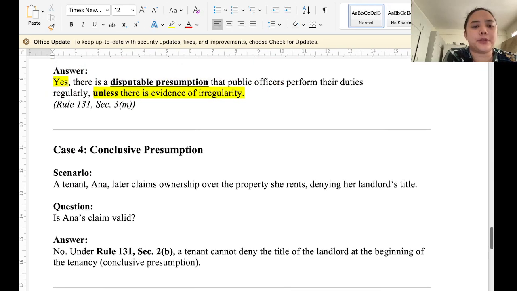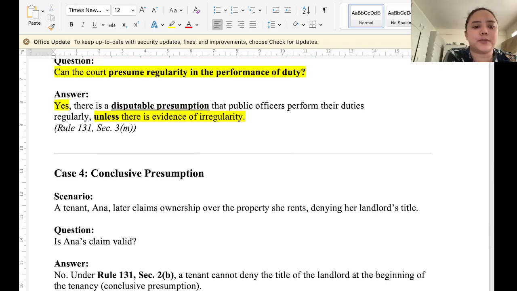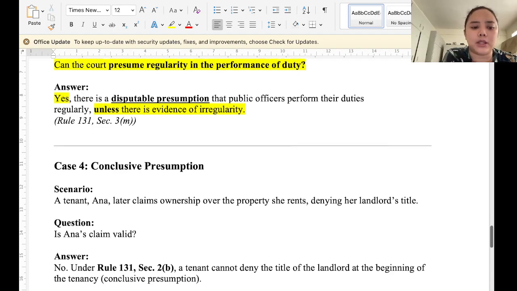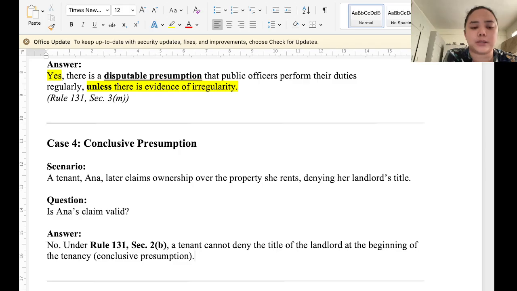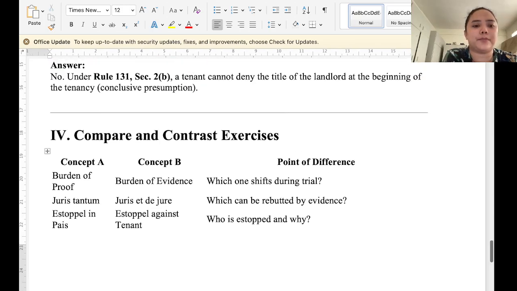Number 4, an example of a conclusive presumption. The tenant, as I mentioned earlier in our example, claims that he is the owner of the property he is renting. Is that claim valid? No. Why? A tenant cannot deny the title of the landlord at the beginning of the tenancy. This is a conclusive presumption, not just merely a disputable presumption.